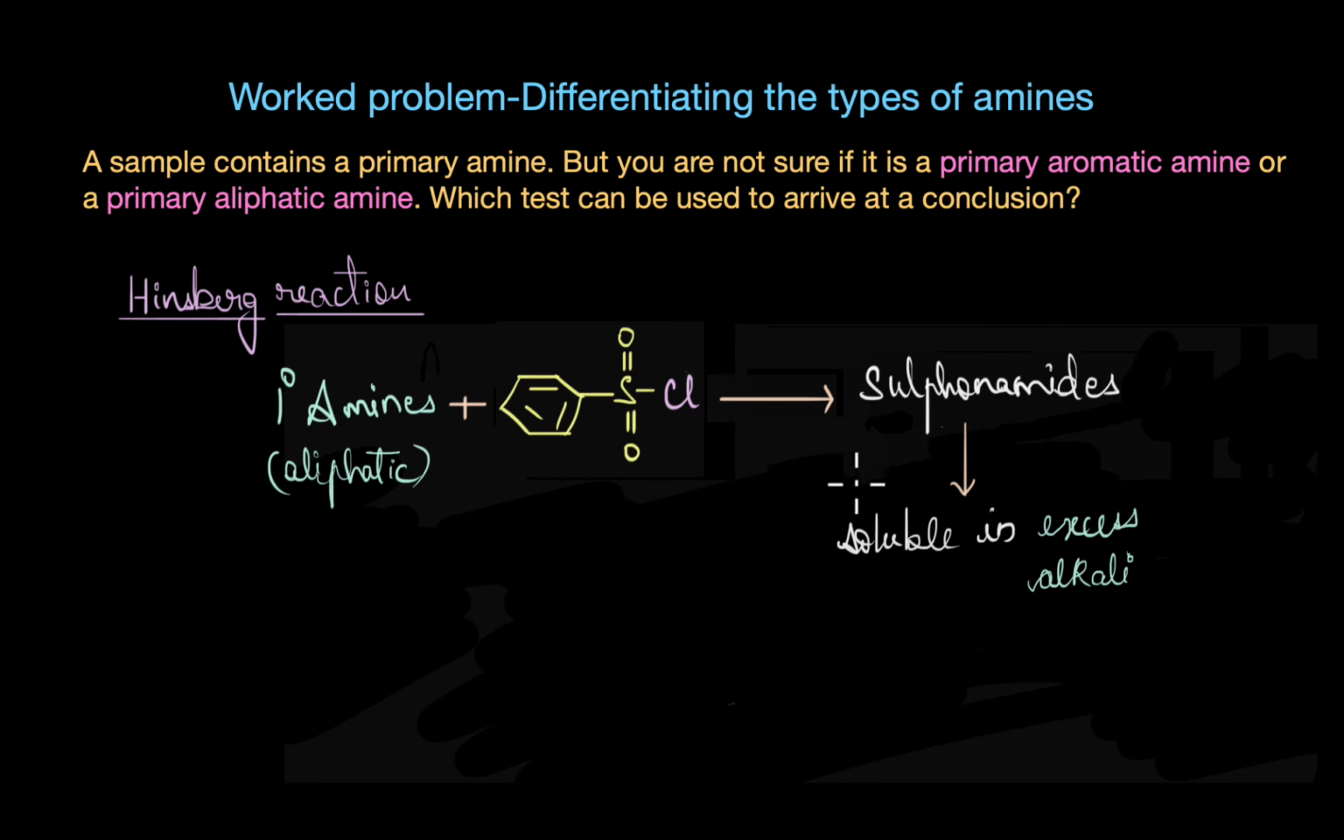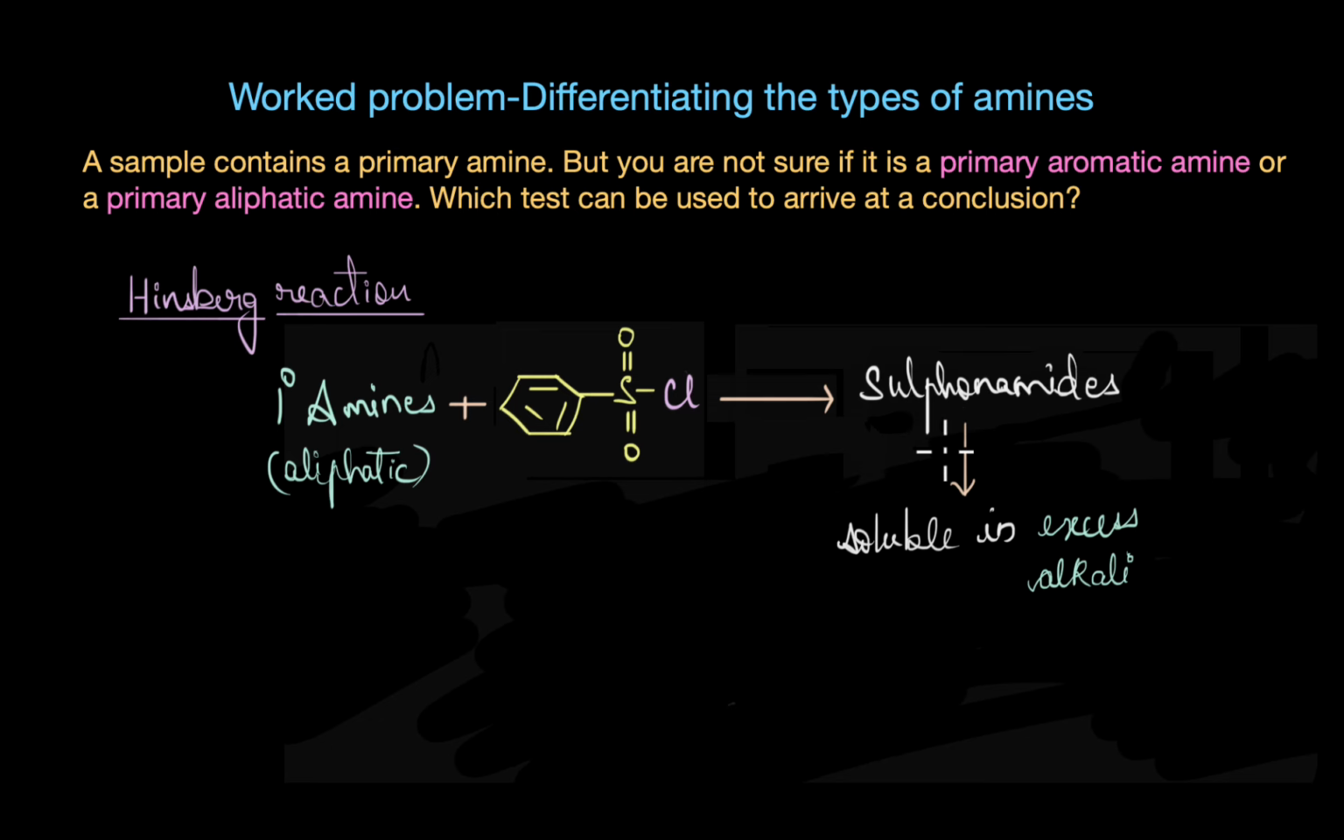So what I'm trying to say here is that while Hinsberg test is excellent for distinguishing between primary, secondary and tertiary amines, it does not provide a clear differentiation between primary aliphatic and primary aromatic amine. Because at the end of the day, we can see that they follow similar reaction pathways, right? And the solubility characteristics may not be so large as to make a substantial difference.